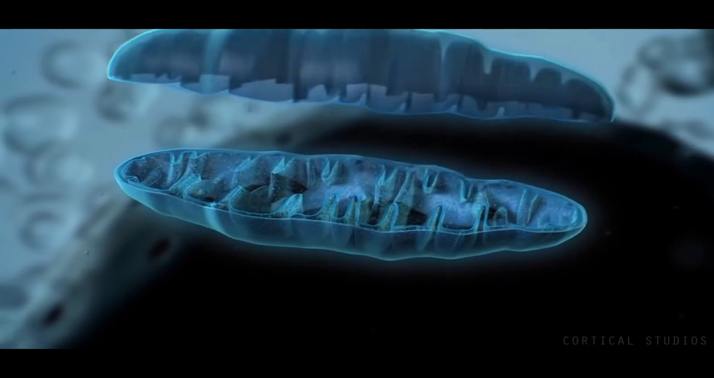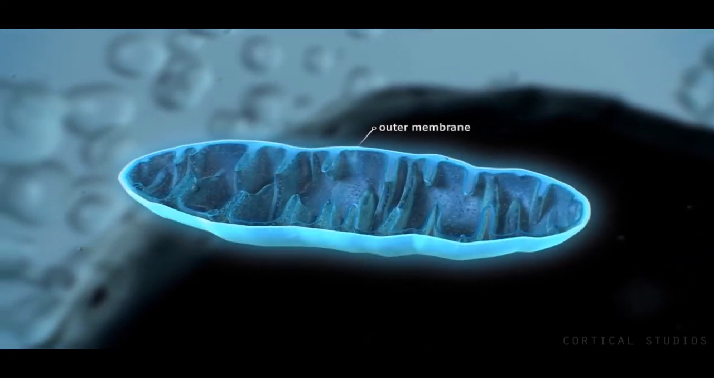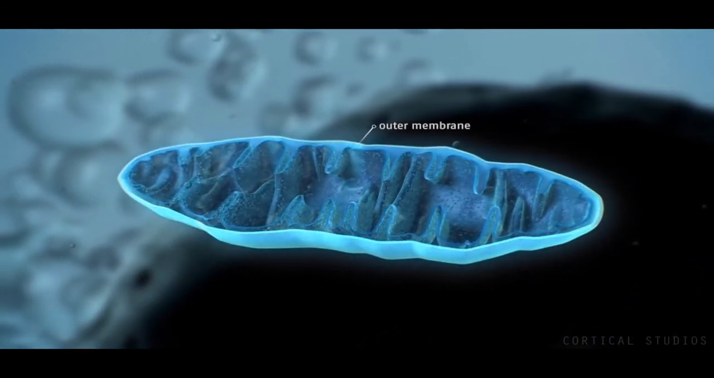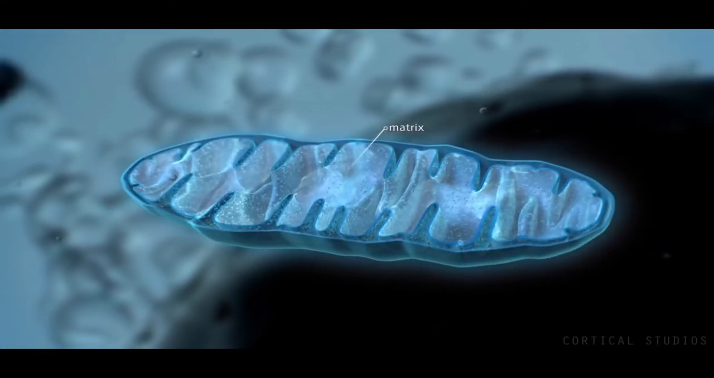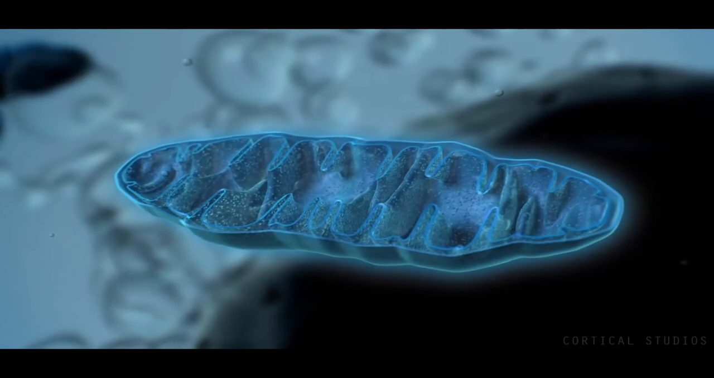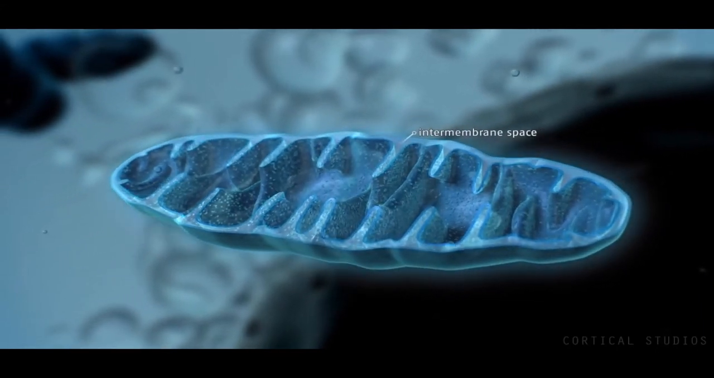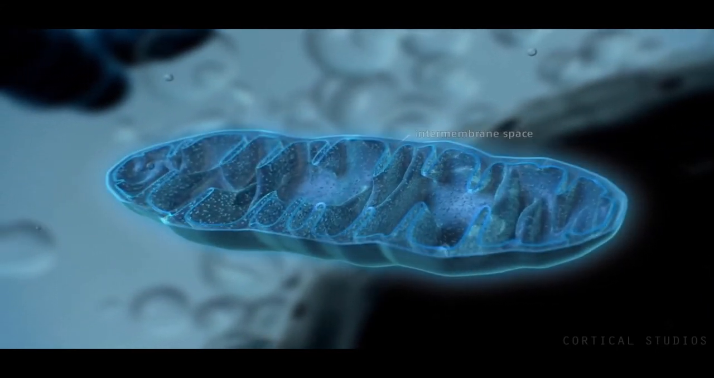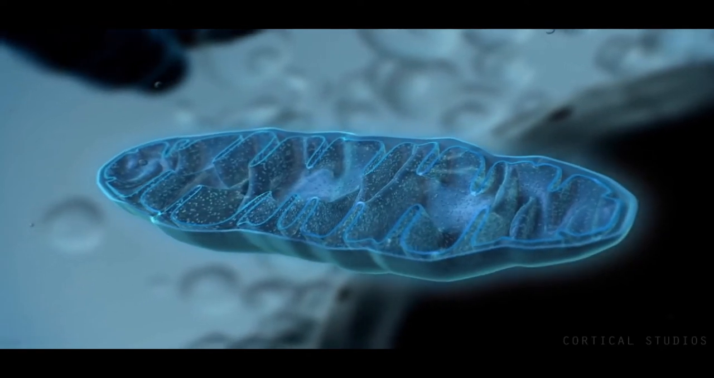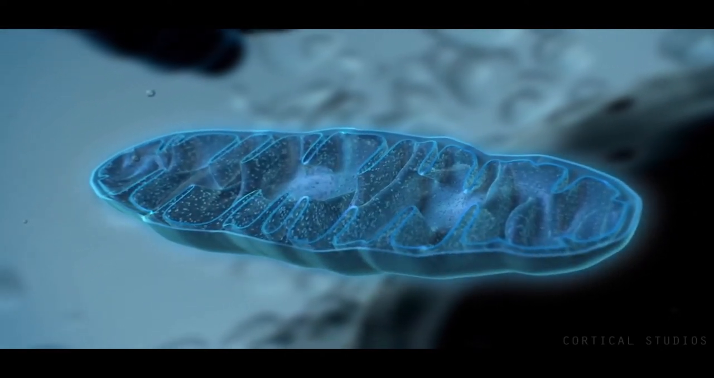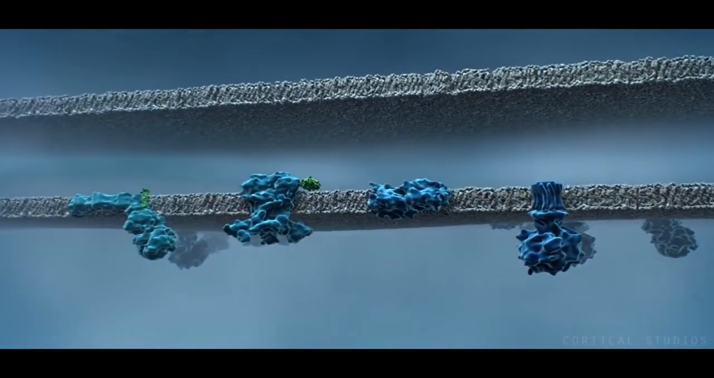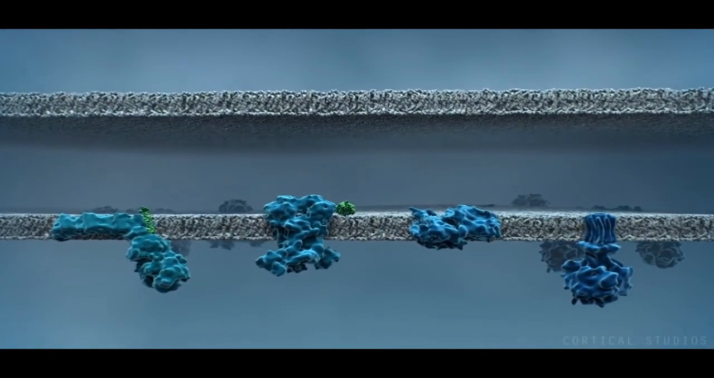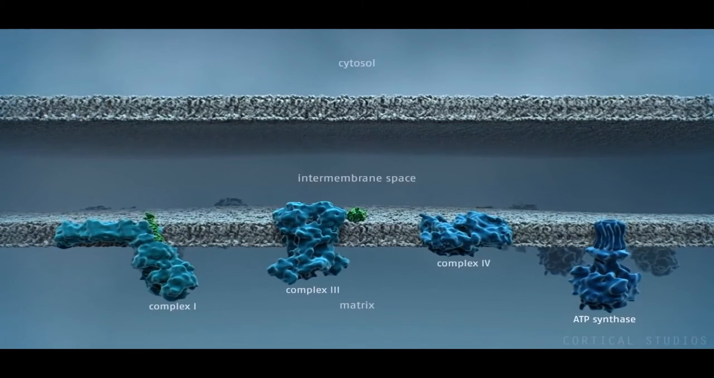Mitochondria consist of two membranes, an outer membrane, separating it from the cytosol, and an inner membrane, surrounding the so-called matrix. The area between these membranes is called the intermembrane space. ATP is generated at the inner membrane of mitochondria by an efficient mechanism called oxidative phosphorylation, involving several membrane protein complexes.